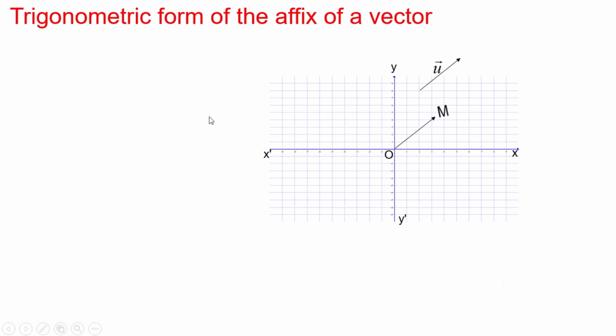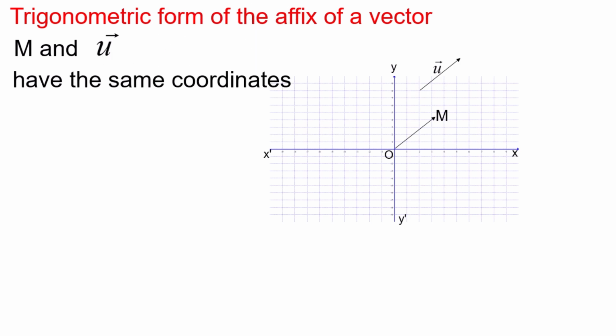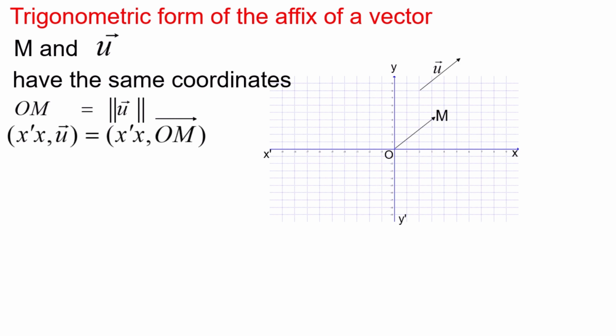In this video I am going to explain the trigonometric form of the affix of a vector. Consider vector u and let vector OM equal vector u. M and u have the same coordinates, and we know that the z of u is the z of M. The magnitude of u also equals the magnitude of vector OM, because these two vectors are equal, so they have the same sign and the same magnitude. The angle between x prime x and OM is also equal to the angle between x prime x and the direction of u.